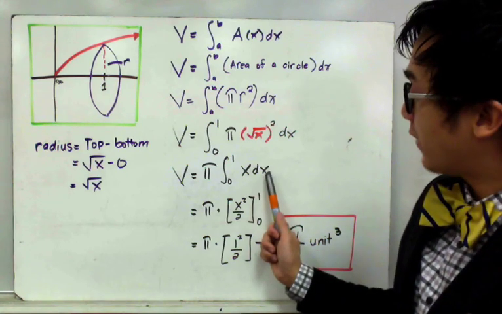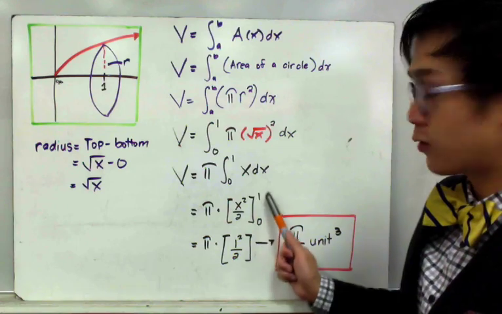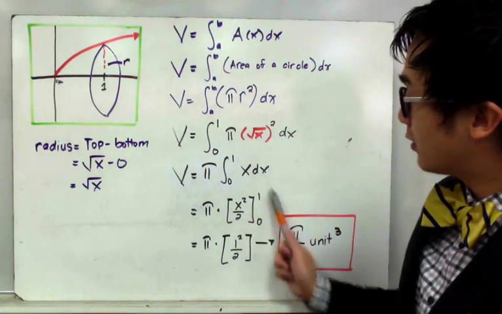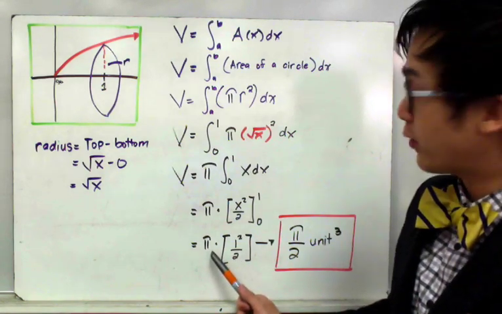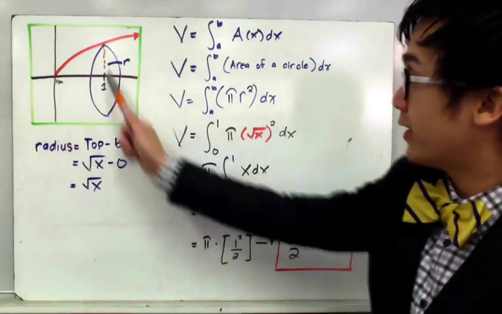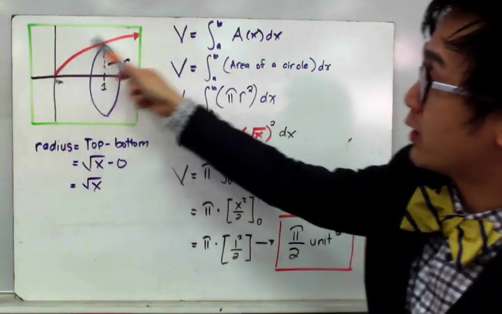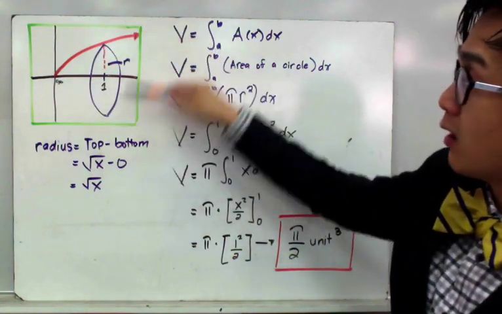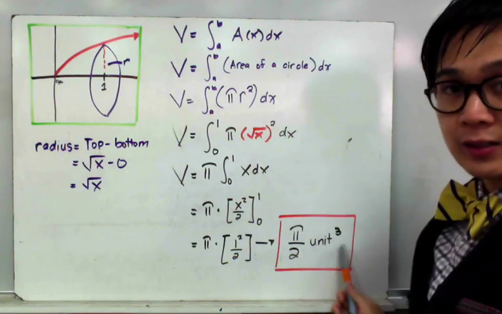And the integral of x dx from 0 to 1 will give us x squared all over 2 from 0 to 1. And evaluating this integral will give you 1 squared all over 2 times pi. So therefore, the volume of this solid figure given by the function y equals square root of x rotated along the x-axis is pi over 2 unit cubed.